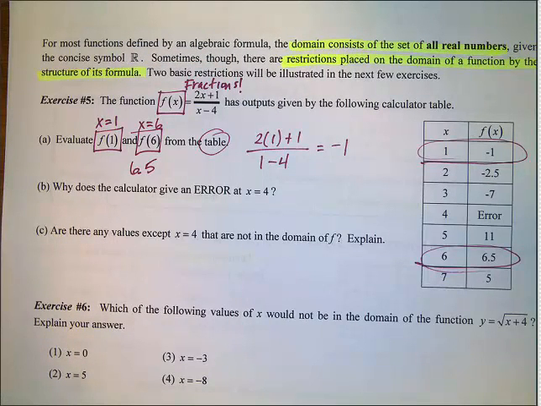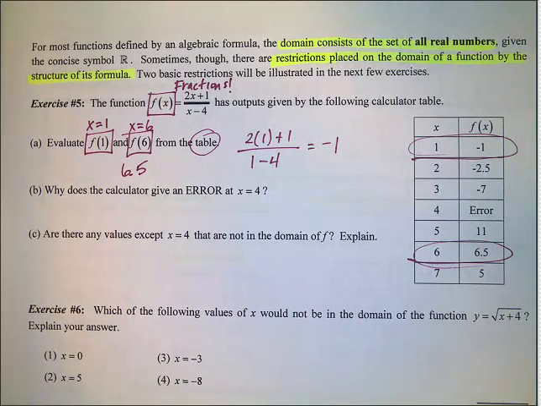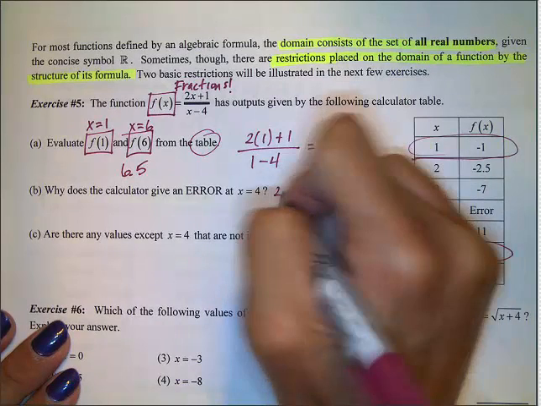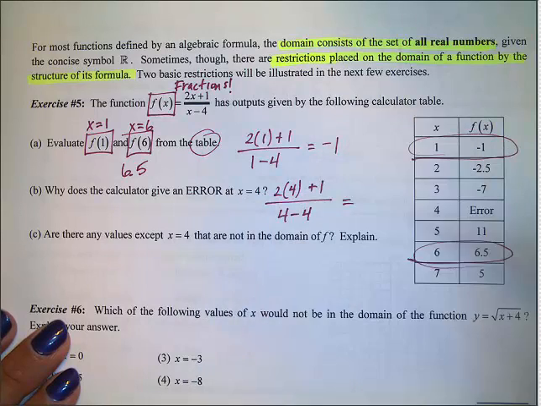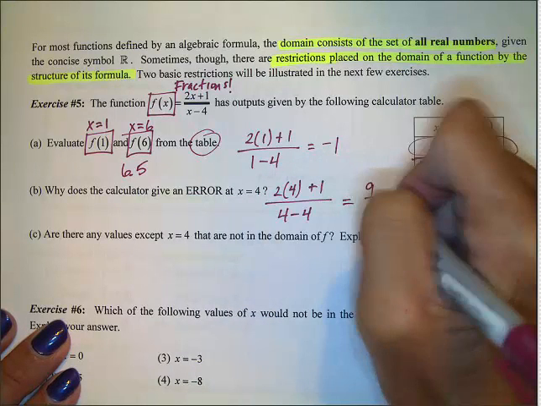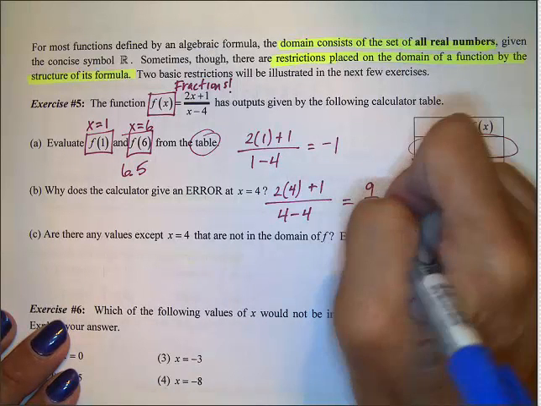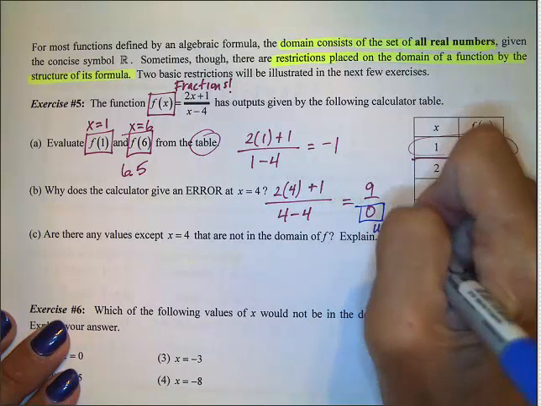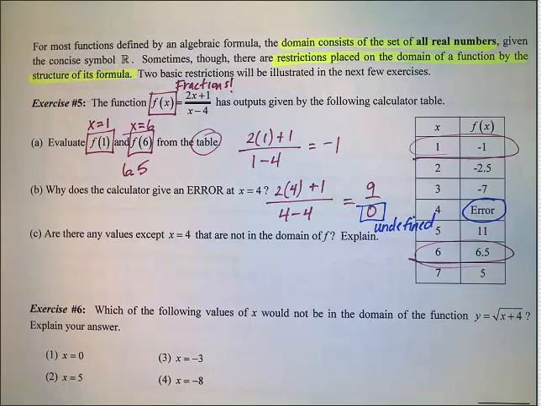So now it says, why does the calculator give an error at x equals 4? And you'll notice if you plug it in the equation, 2 times 4 plus 1 over 4 minus 4, we have 9 over 0. Well, if we have a 0 in the denominator, that is called undefined. And that is an error on the calculator. In the TI Inspire, it will say undefined.